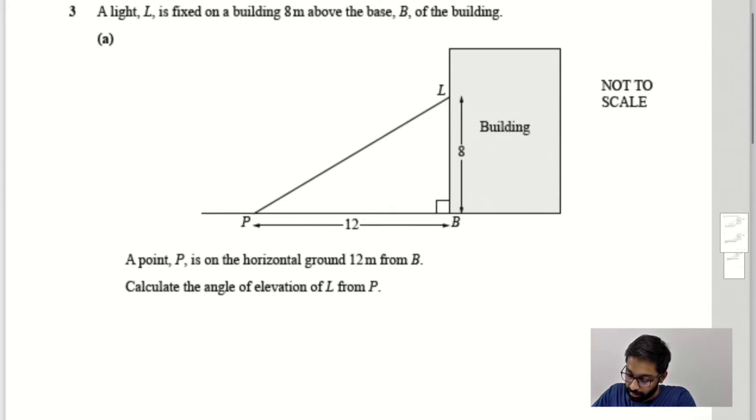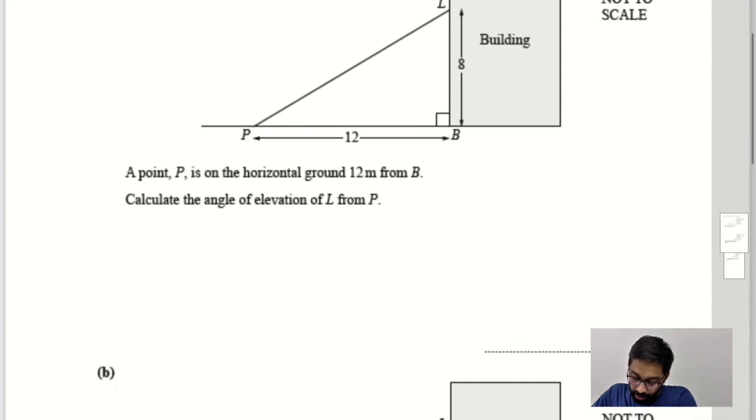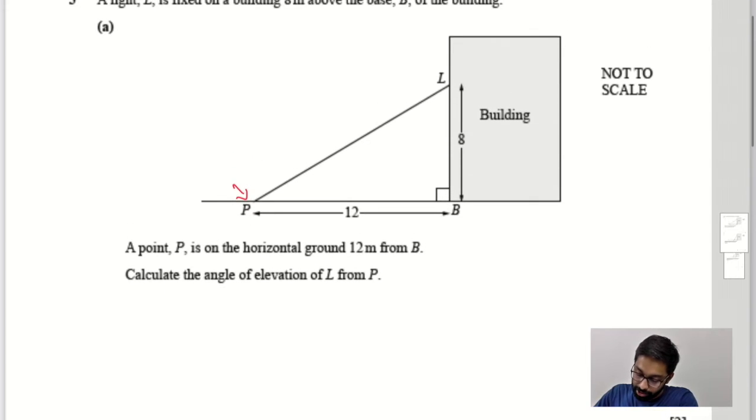of the building. Now, then they've given you a diagram which is not to scale. A point P on the horizontal ground 12 meters from B. Okay. This is what they're talking about, this point P. Calculate the angle of elevation of L from P. So the angle of elevation of this point would be right there. This is what we are looking for.